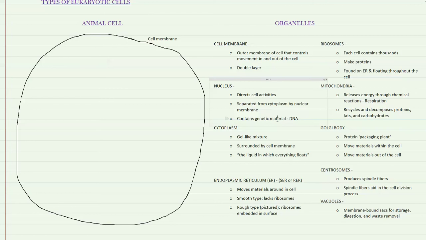It contains information for making you, whether you've got blonde hair or blue eyes, or you're tall or you're short, or you're a boy or a girl, or whatever. All that information is found in your DNA, which is stored inside of your nucleus. It's separated from the cytoplasm, which we'll talk about in a minute, by a nuclear membrane, okay? All membrane-bound organelles have a membrane. The nuclear membrane is a particularly important one because it has holes in it, and we'll focus on that a little bit later on in the course.